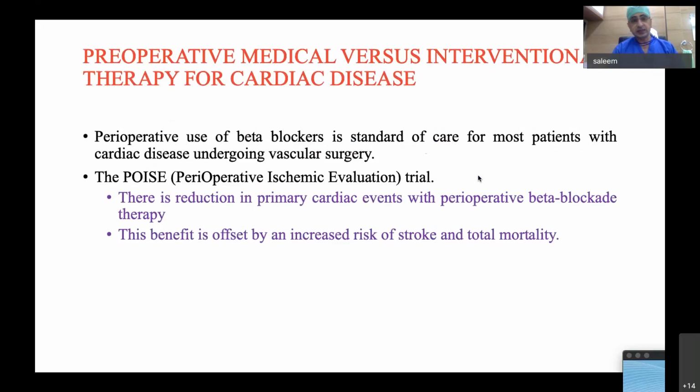Preoperative medical versus interventional therapy for cardiac disease patients. Perioperative use of beta blockers is standard of care for most patients with cardiac disease undergoing vascular surgery. According to the perioperative ischemic evaluation trial, there is a reduction in primary cardiac events with perioperative beta blockers. However, this benefit is offset by an increased risk of stroke and total mortality post-surgery.